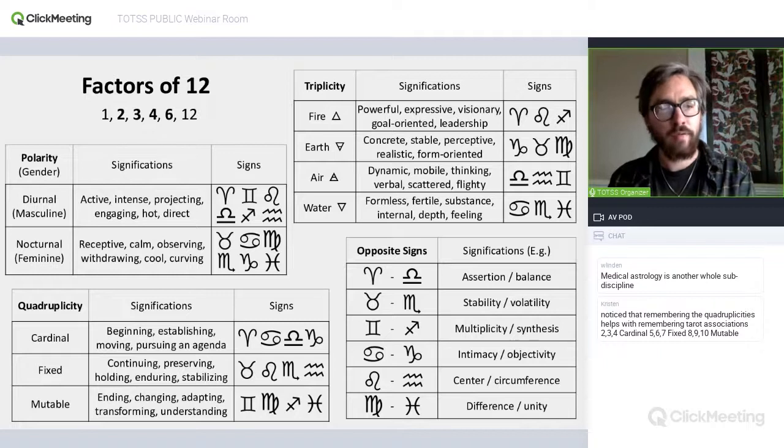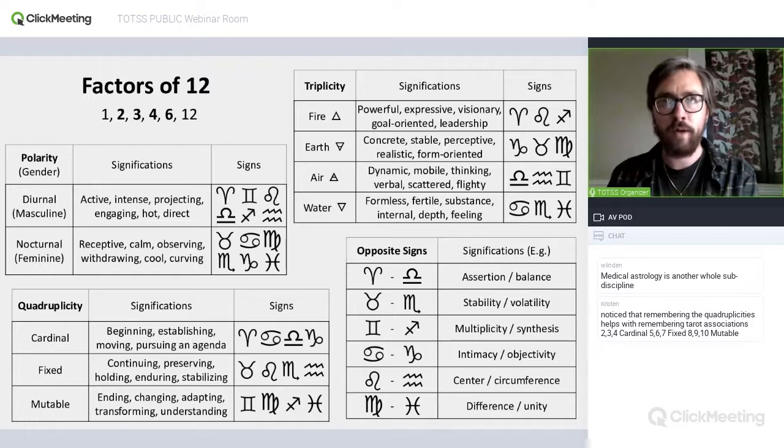All right, and then the 4 mutable signs are the ends of the seasons and have significations like ending, changing, adapting, transforming, and understanding. And I think we can come at that idea of understanding as looking back as something is ending. We can look back over it.